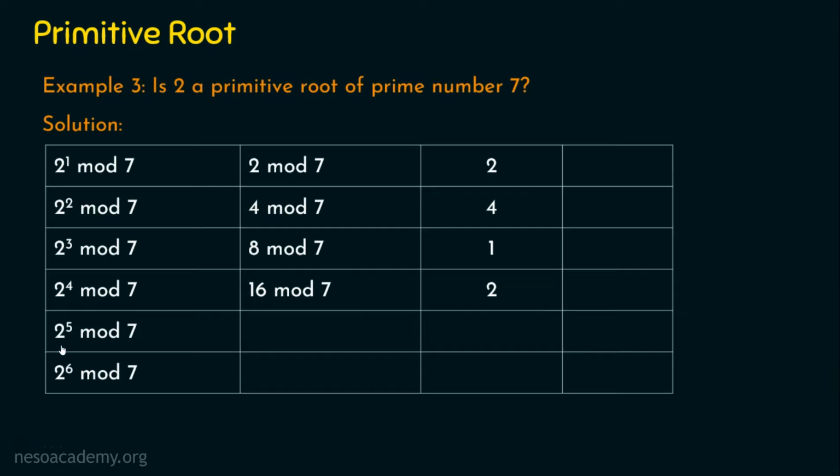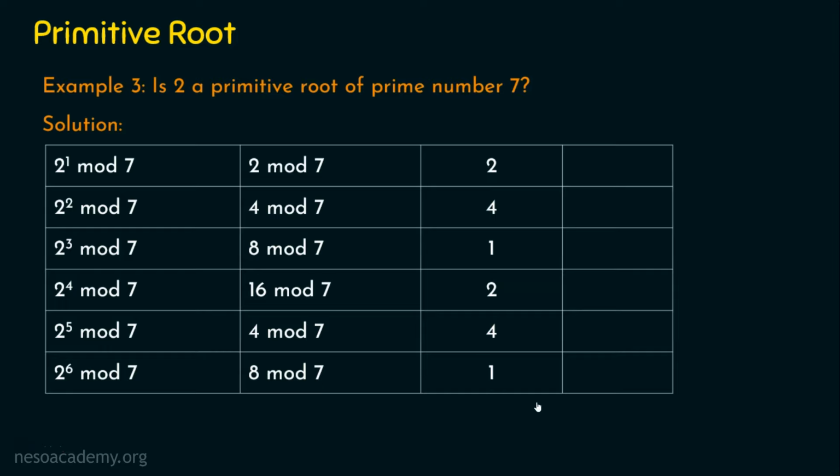Let's proceed with 2 power 5 mod 7, which is 32 mod 7. 32 when it is divided by 7 we get 4 mod 7, or simply 4. Then we'll simplify 2 power 6 mod 7. 2 power 6 can be 2 power 5 into 2 power 1, or 2 power 4 into 2 power 2, or 2 power 3 into 2 power 3. So whatever approach you take, ensure that you are doing the right calculations. Anyway, when you simplify 2 power 6 mod 7, you get 8 mod 7. 8 when it is divided by 7, we get 1 as the remainder.